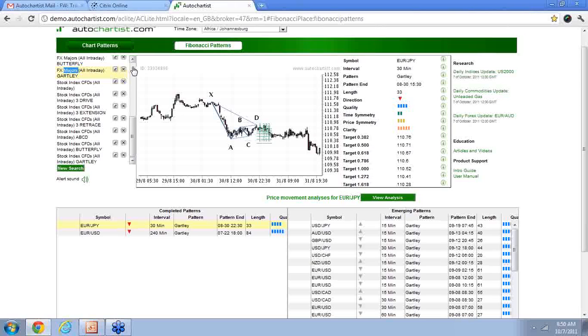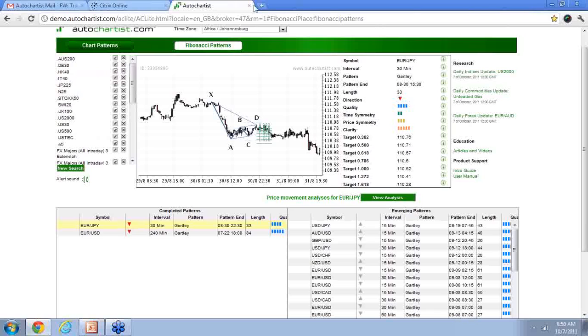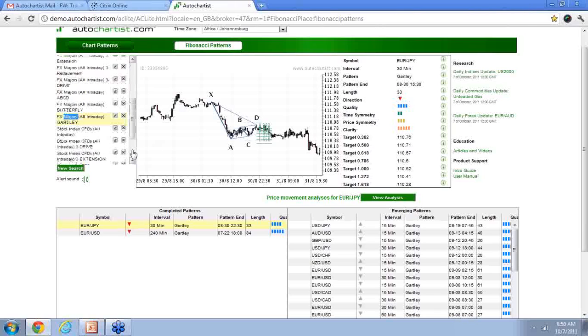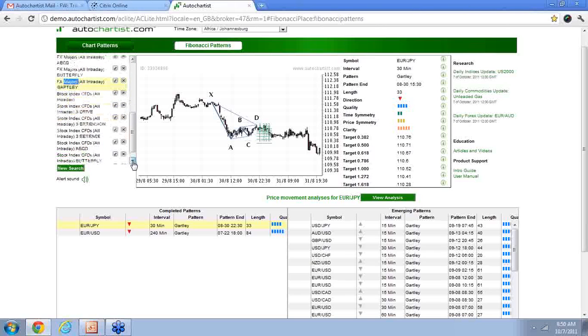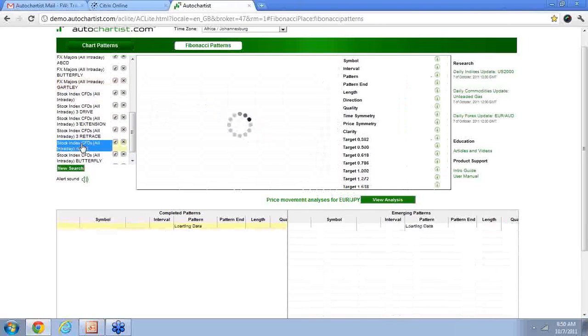So what we could do is I can look at some of these questions we have, and I'll leave this up on the stock indices, and we'll take a look at that ABCD pattern because that seems to be the most popular.